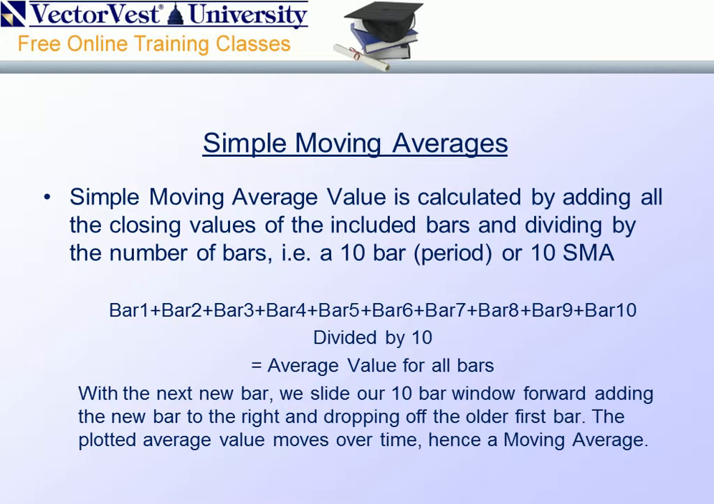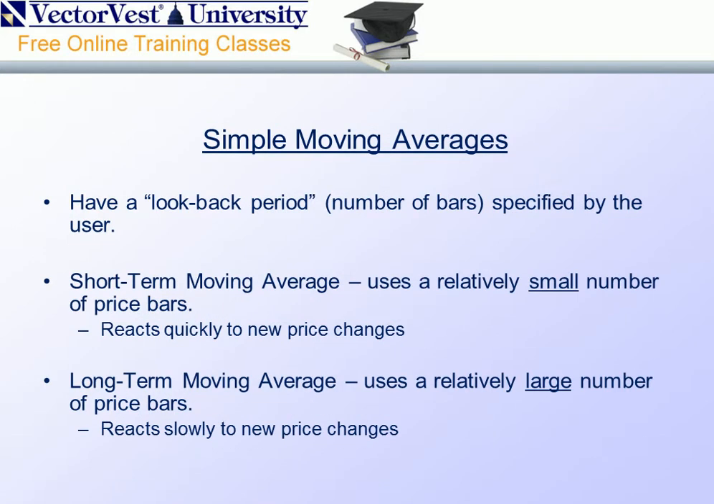With the next new bar, we slide our 10-bar window to the right, adding a new bar and dropping off the oldest bar. The plotted average value moves over time, hence a moving average. Most of us are fairly comfortable with that concept, so the moving averages have a look-back period that's specified by the user. Generally, short-term moving averages use a relatively small number of price bars and react quickly to price changes. The long-term moving averages use relatively large numbers of price bars and react slowly to price changes.